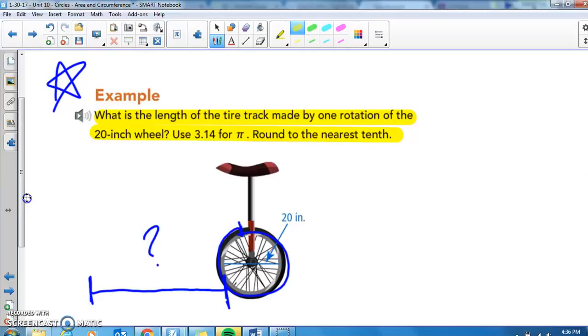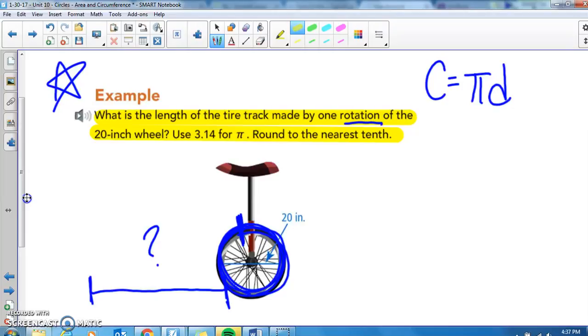The way you would do this: imagine taking a pair of scissors, cutting this tire in half right there, and stretching it out. That would represent the distance. So what we're finding is the distance around that tire, and the distance around the tire is the circumference. So we're going to find the circumference of this tire. What makes this tricky is understanding that one rotation represents the circumference of the tire.